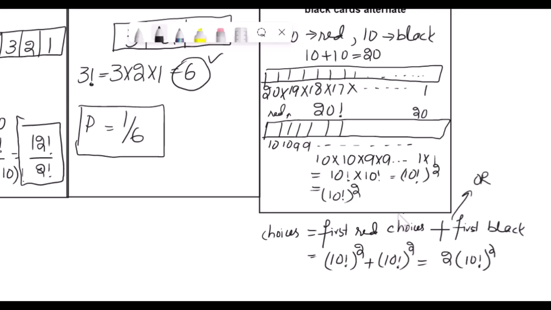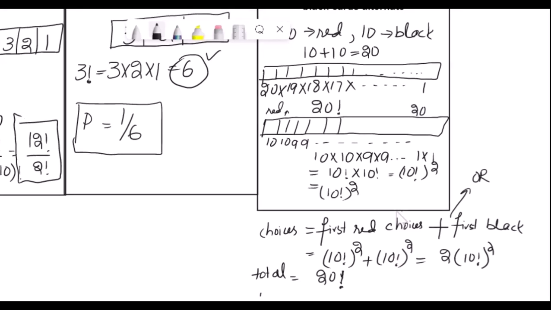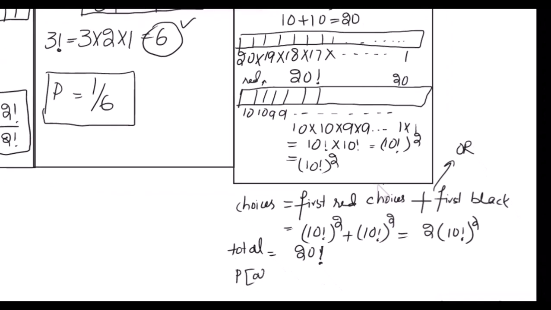Okay, so that is the choice when the red and black will alternate with each other, and the total number of choices I have is how much? So the total number of choices I have is basically 20 factorial.